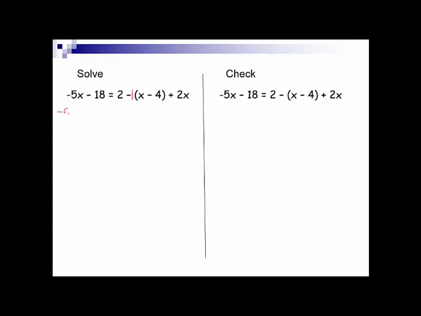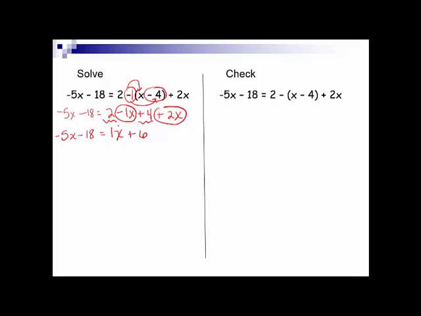So here, I keep my minus 5x minus 18 equals 2, and then I distribute. Negative 1 times x is negative 1x. Negative 1 times negative 4 is a positive 4. Then I keep my plus 2x, which was outside the set of parentheses. On the left-hand side, there are no like terms to combine, so I just leave that. On the right-hand side, I have minus 1x plus 2x. Well, 2x minus 1x is 1x. Then I have 2 plus 4. 2 plus 4 is 6.